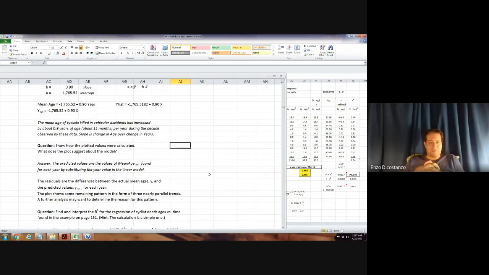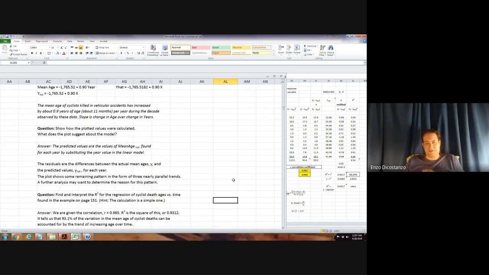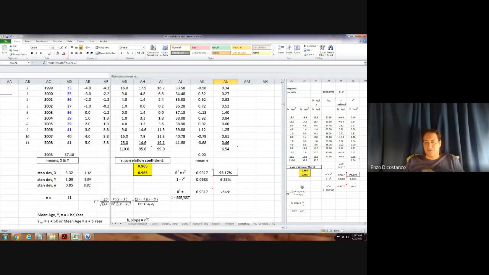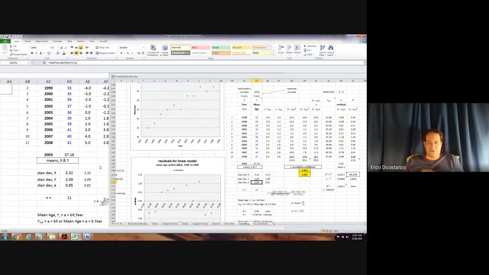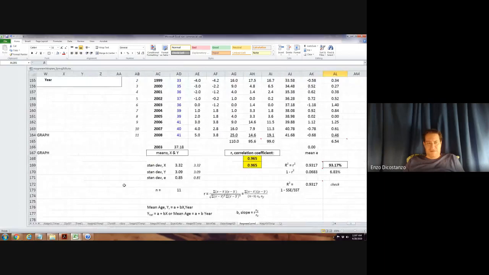The predicted values of the mean age are found for each year by substituting the value into the linear model. We did that already. Okay, we interpreted the variation in the model. About 93% is accounted for in the equation, and 7% in the residuals. And the other thing that we can do that we didn't do across the board, we'll do right now. We want the residuals graphed. So let's get over there and do that.